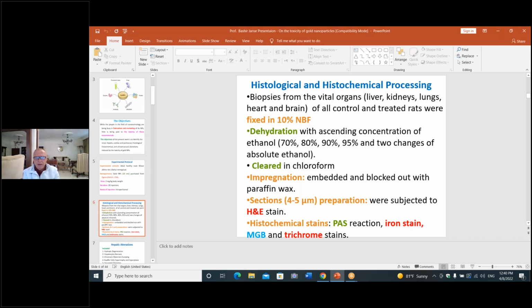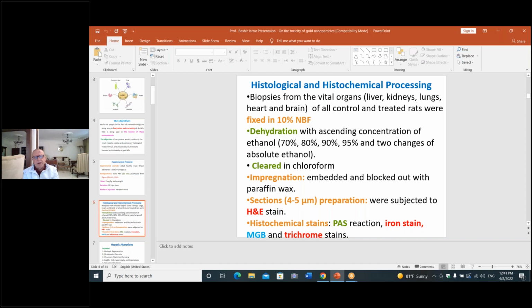After that, the tissues were transferred to chloroform for the purpose of clearing. Moreover, after that, they were impregnated and embedded in melted paraffin wax. After that, in my lab, we prepared paraffin sections with a thickness of 4 to 5 micrometers, and they were subjected to hematoxylin and eosin. And you see, this is a routine step for histopathology or histology laboratories.